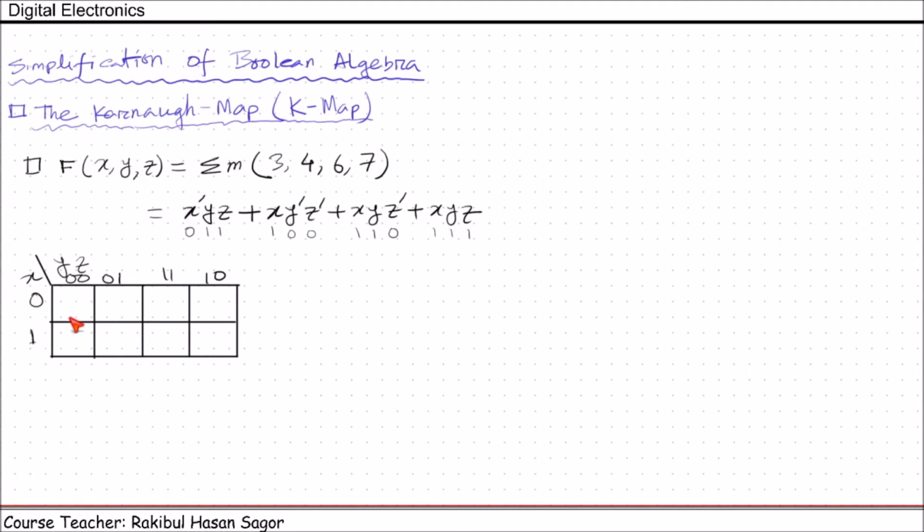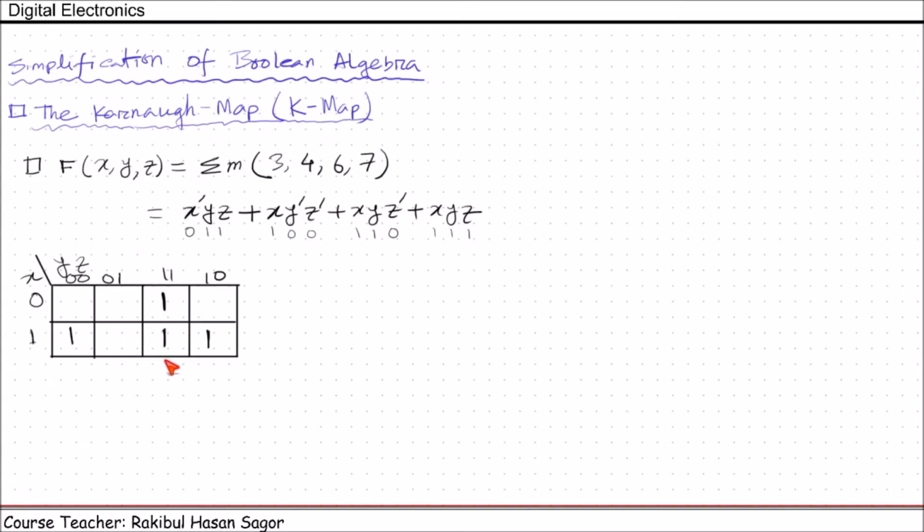Now, while mapping, we need to put ones in each position where the function is true. We have function f that is true for 0, 1, 1. We have 0, 1, 1 value here, so we need to put 1 here. 1, 0, 0, or x y prime z prime, we have x y prime z prime in this box, so we need to put 1 here. In this way also we can put 1 for 1, 1, 0, and for 1, 1, 1 we need to put 1 here. We have completed the mapping of ones for the min term cases.